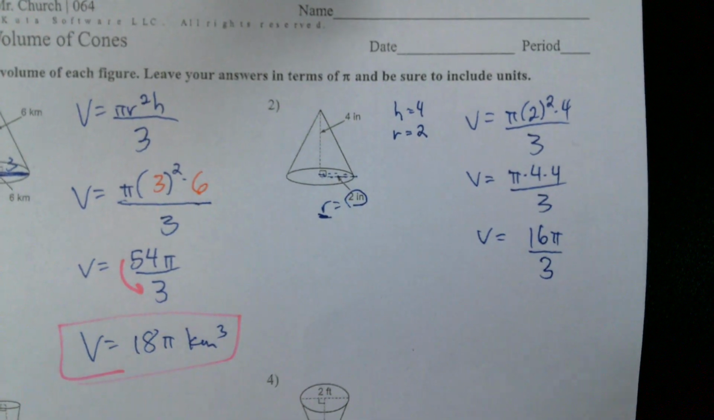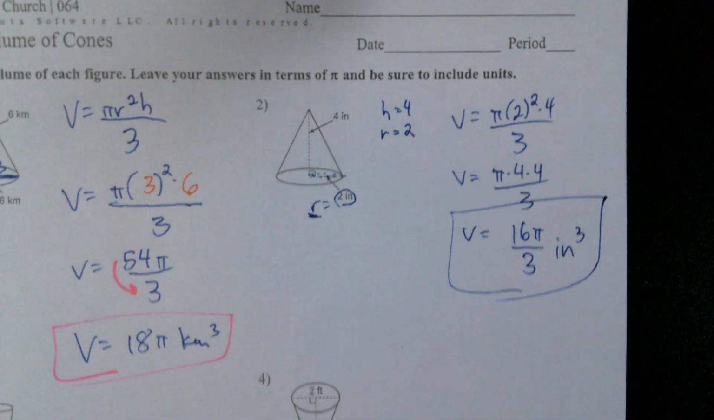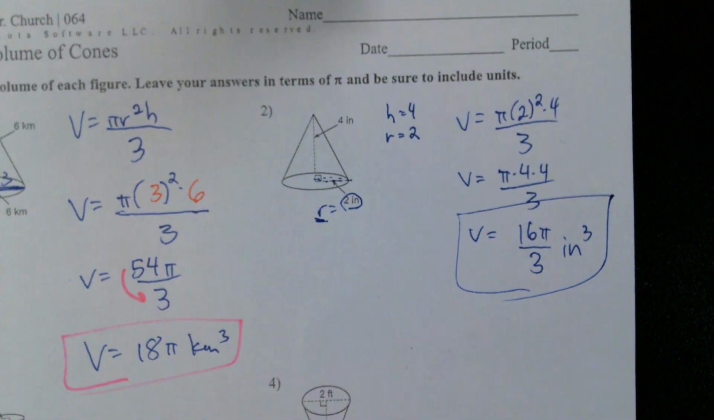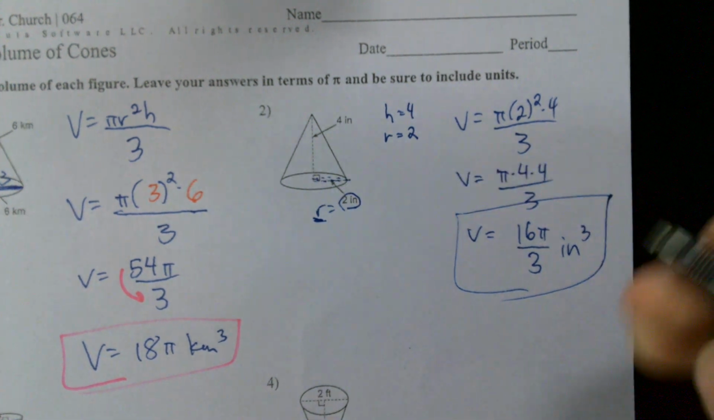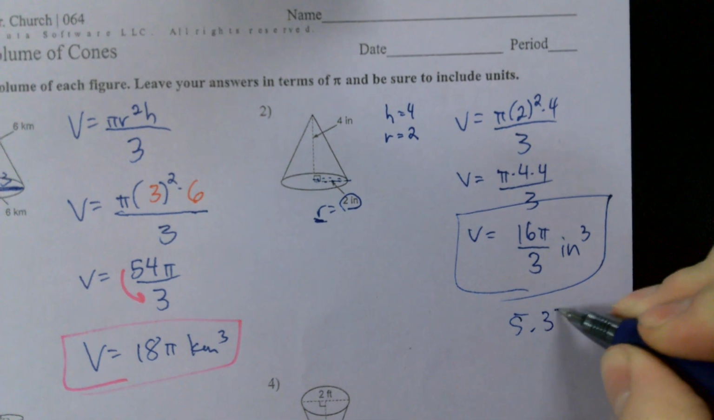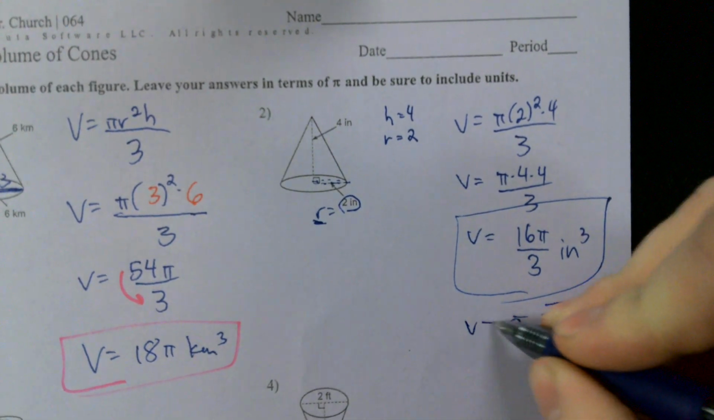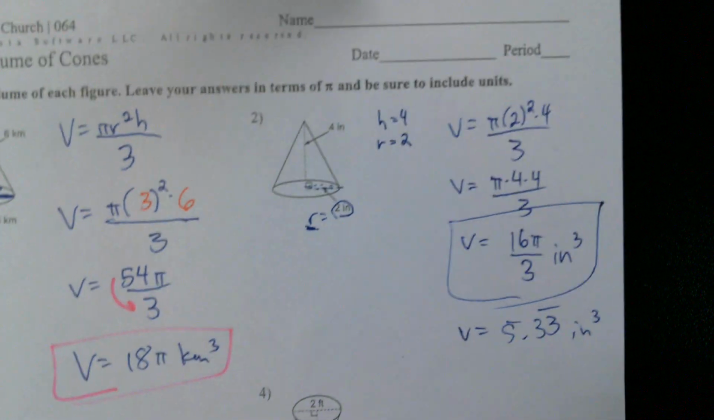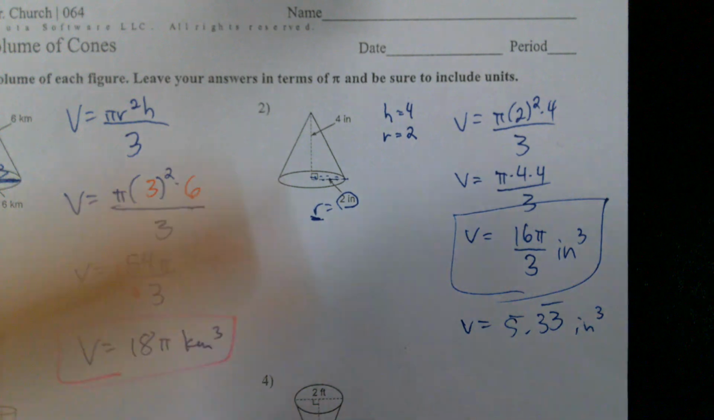Can we simplify that fraction at all? No. So we're just going to leave it exactly like that. 16 pi over 3 inches cubed. Now, you could have also gotten 5.33 inches cubed, and that would also be correct, as long as you put that little line over the top of our repeating 3's, right?